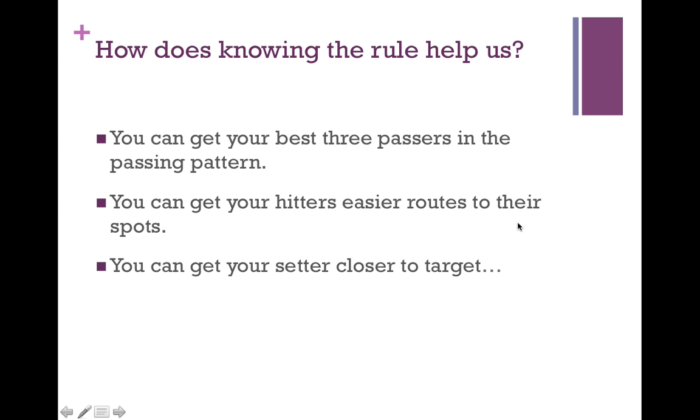So how does knowing this rule help us? What does this get us? There are a few things in addition to the 3 listed here, but the 3 that we talked about is you can get your best 3 passers in the passing pattern, you can get your hitters easier routes to their spots, and you can get your setter closer to the target.